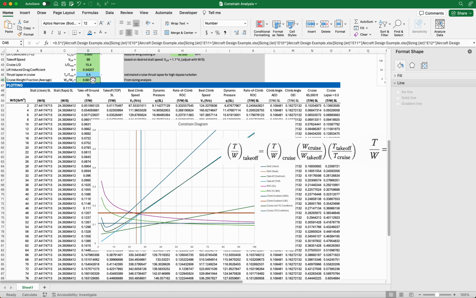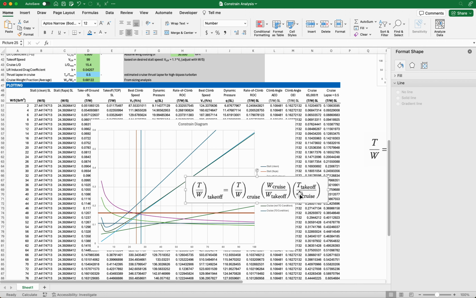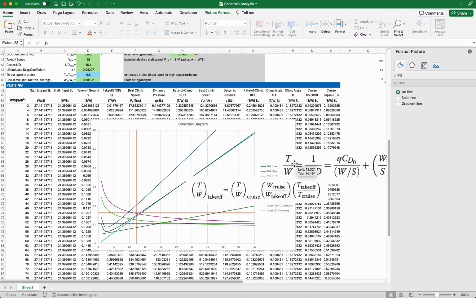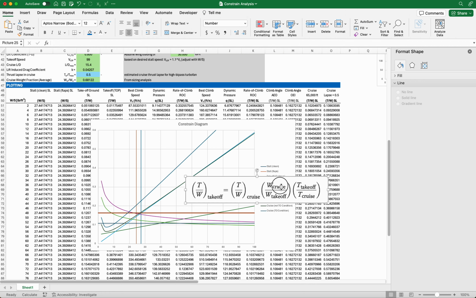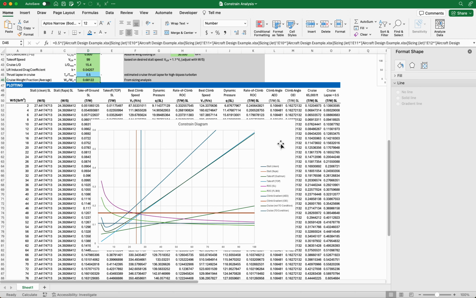So your average weight that you calculate during cruise, again, is just the average of your weight fractions at the beginning of your cruise segment and the end of your cruise segment. It's a pretty simple calculation if you've done your weight analysis. So that's pretty much it for cruise. Once you get those things plotted, all you have left to do is your landing. And then once you have your landing, you have a completed constraint analysis diagram.